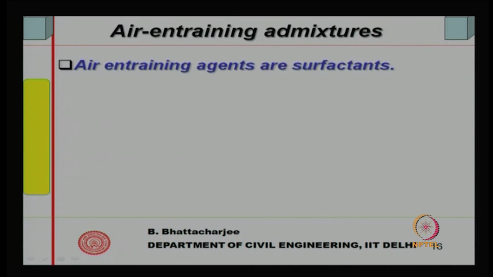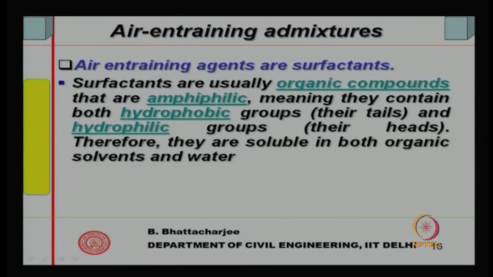Basically, they are surfactants, that is the mechanism, surface acting agents, and they are organic compounds. There are two types, they are both amphiphilic and hydrophilic. What is amphiphilic? Amphiphilic means that they have got both hydrophobic and hydrophilic parts.